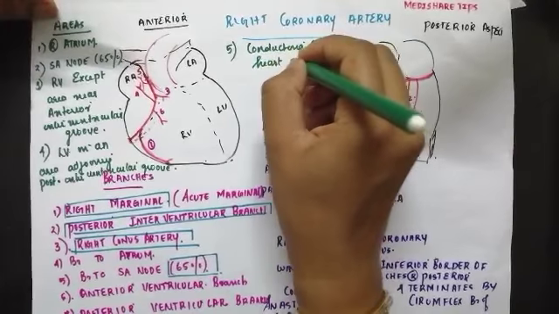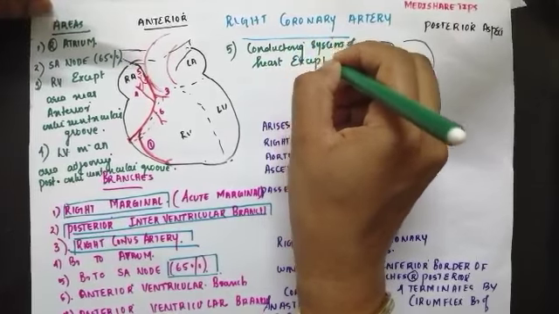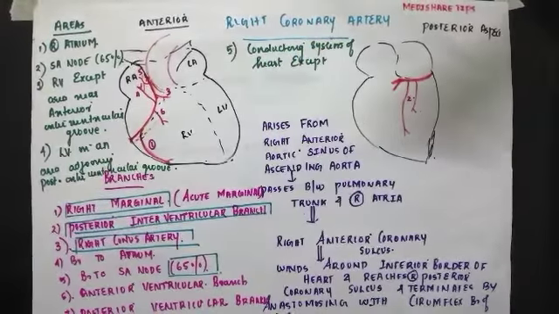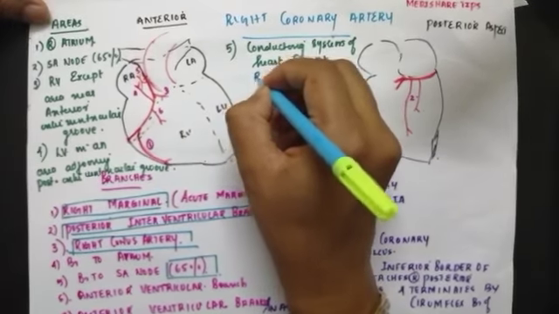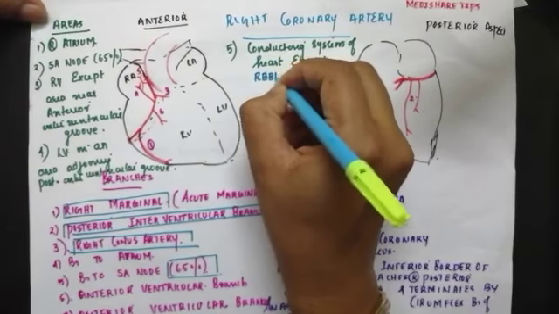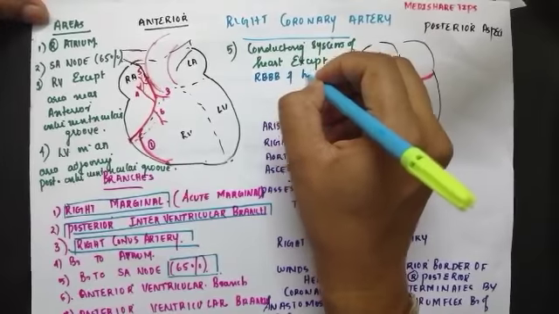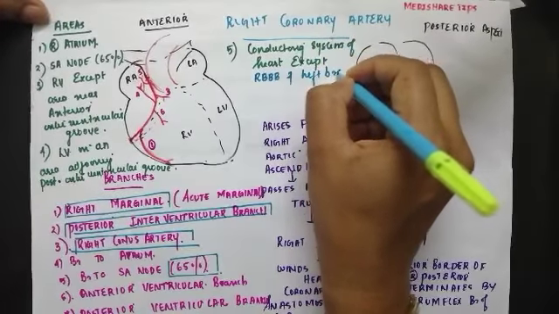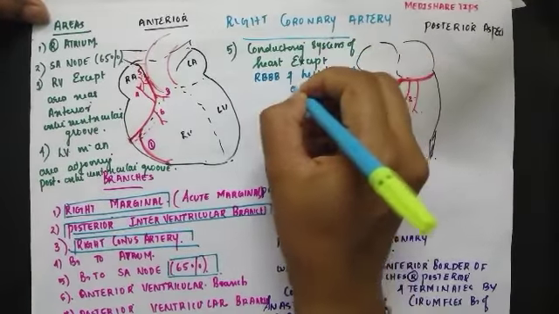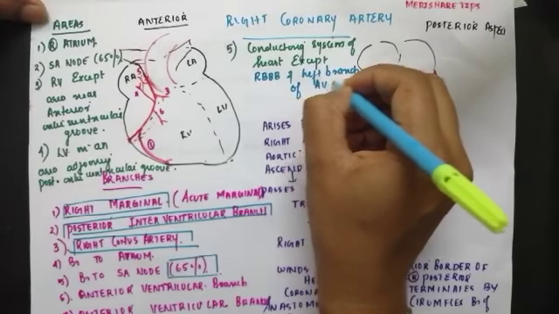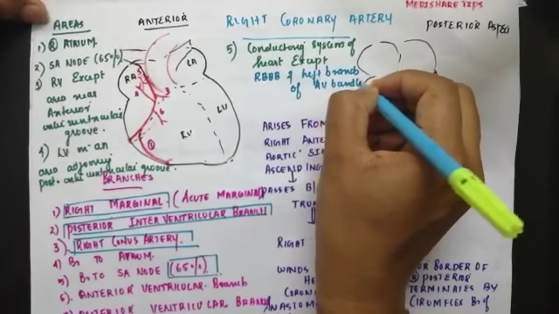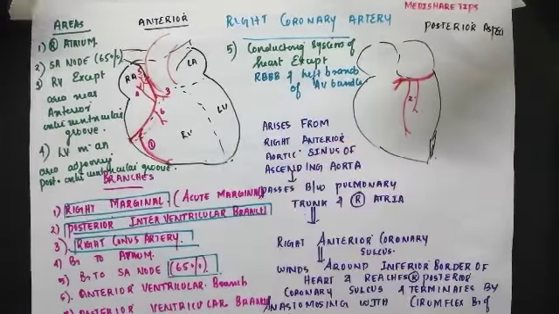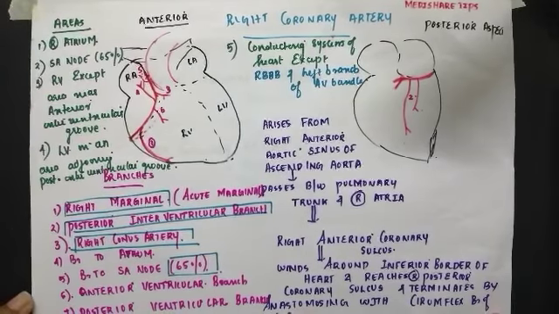except, that is important, except the right bundle branch and the left branch of AV bundle. The right bundle branch and the left branch of AV bundle are supplied by the left coronary artery.